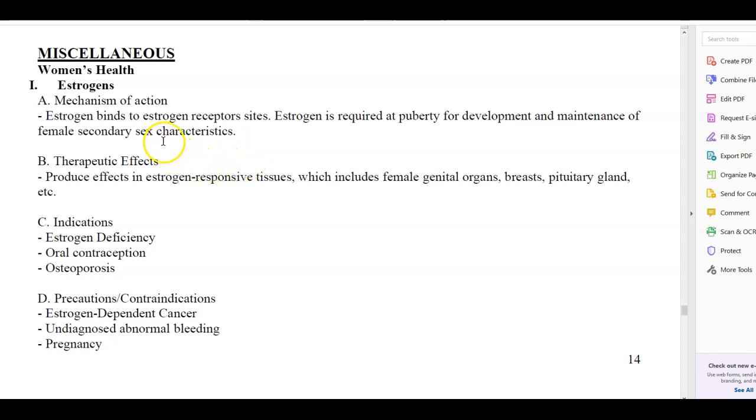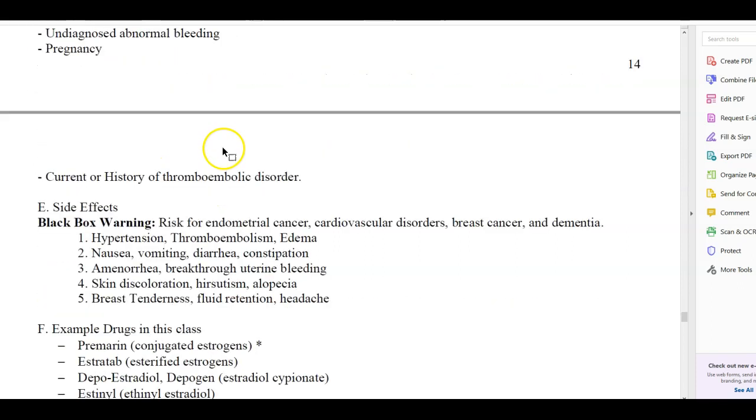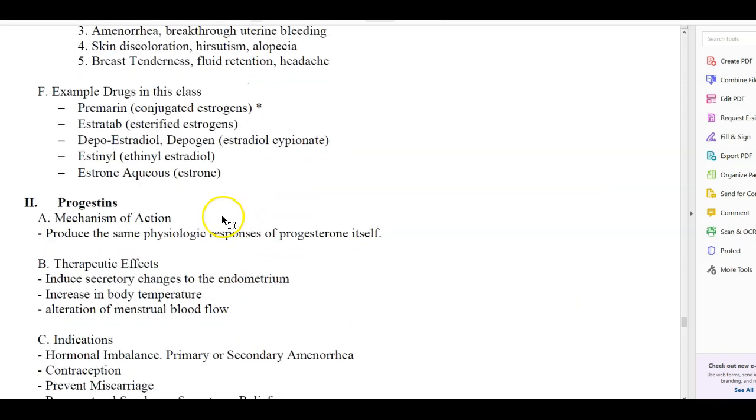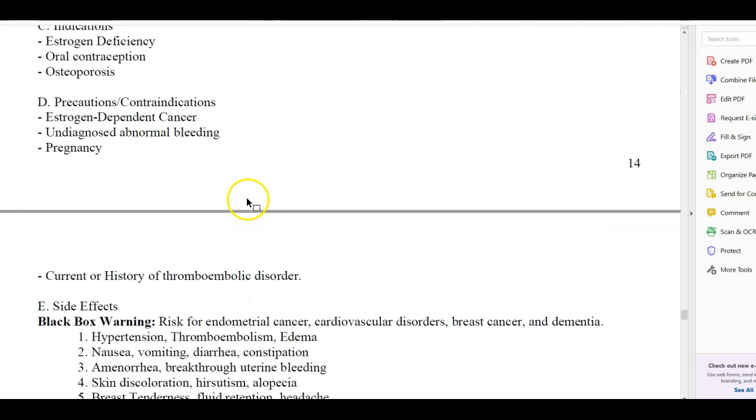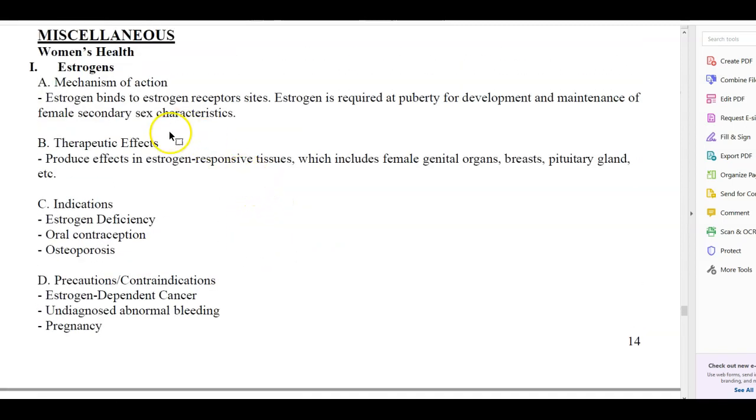So these are the miscellaneous drugs under endocrine, and I'm just going to specify the things that you have to absolutely remember. Under estrogens and progestins, as you can see, I provided this information for you, but definitely use this as a reference for the future. Maybe if you want to read more about it, but you don't have to memorize all of this.